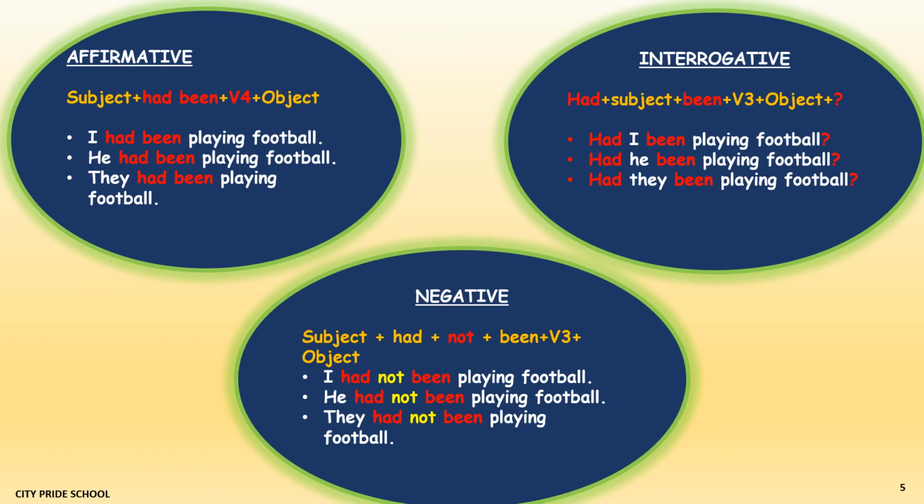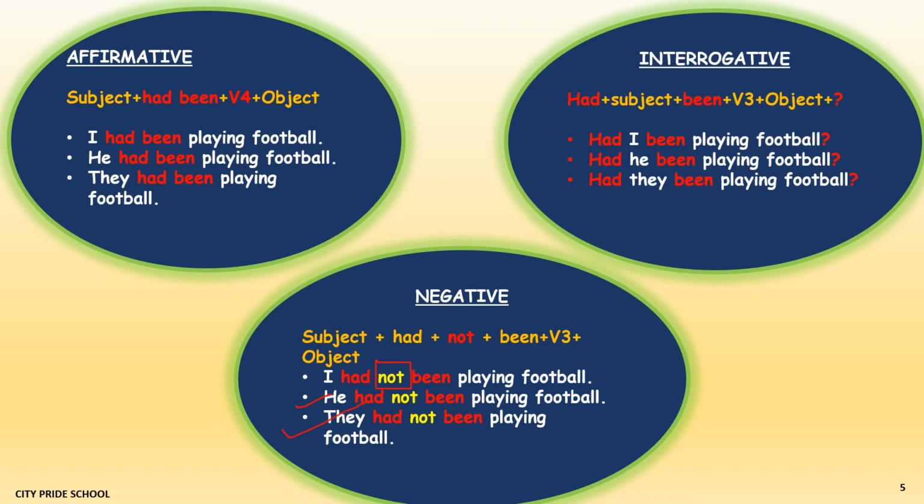Now, how to change affirmative into negative and interrogative. Same thumb rule: insert a negative word after the helping verb. In this tense also there is a helping verb. Of course, there are two helping verbs, had and been, but preferably we insert not just after the first helping verb. So it is going to be I had not been playing football. You must have heard people saying I had been not playing football, but that is incorrect. He had not been playing football, they had not been playing football.